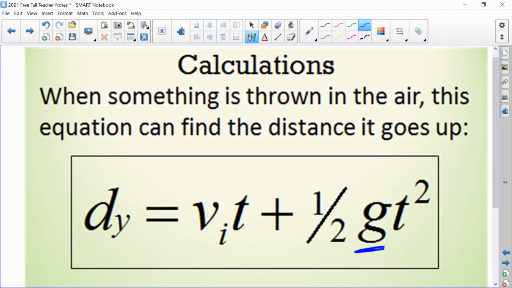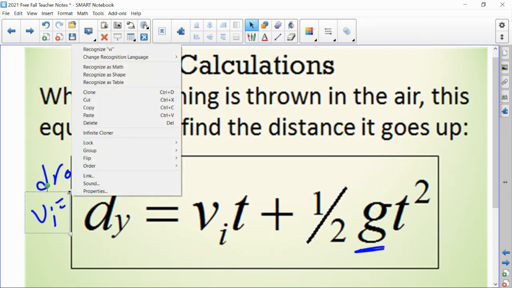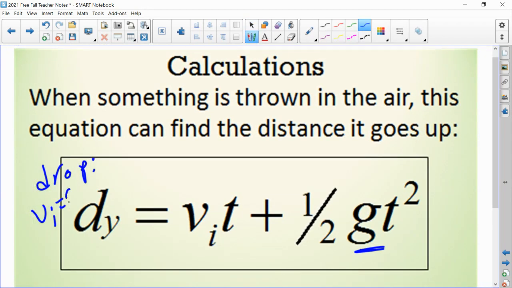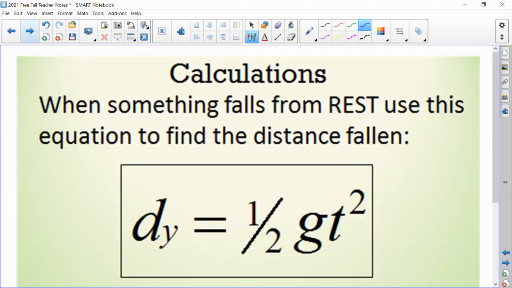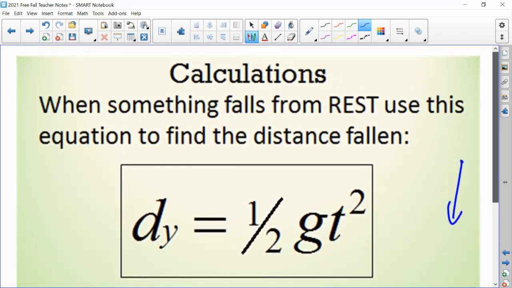But if I drop something, what's my initial velocity? Isn't my vi just 0? And so wouldn't this term be 0 and go away? So when we drop something from rest, we can really just say that the distance it has fallen is 1/2 g t squared. And you're going to get a negative number for dy because it's going down. We already talked about that.